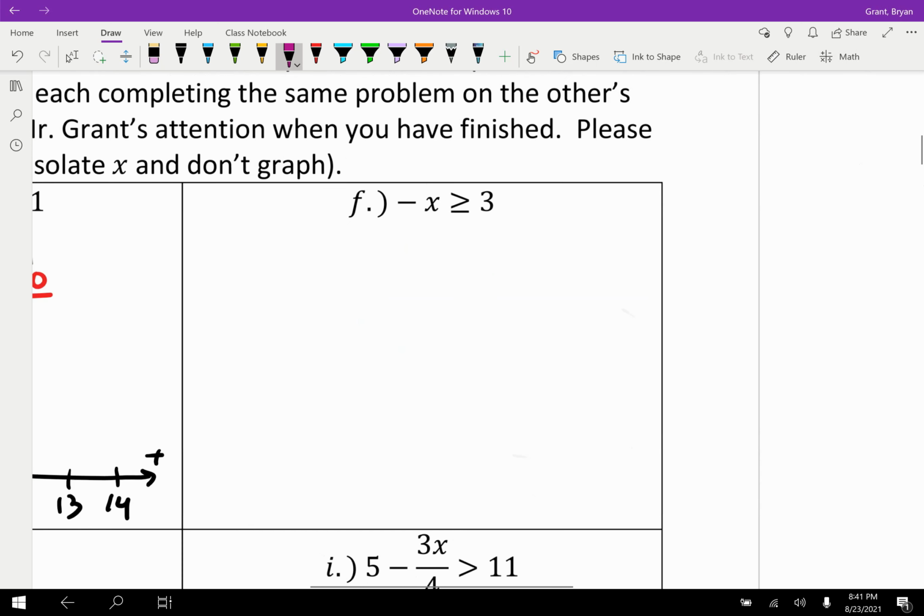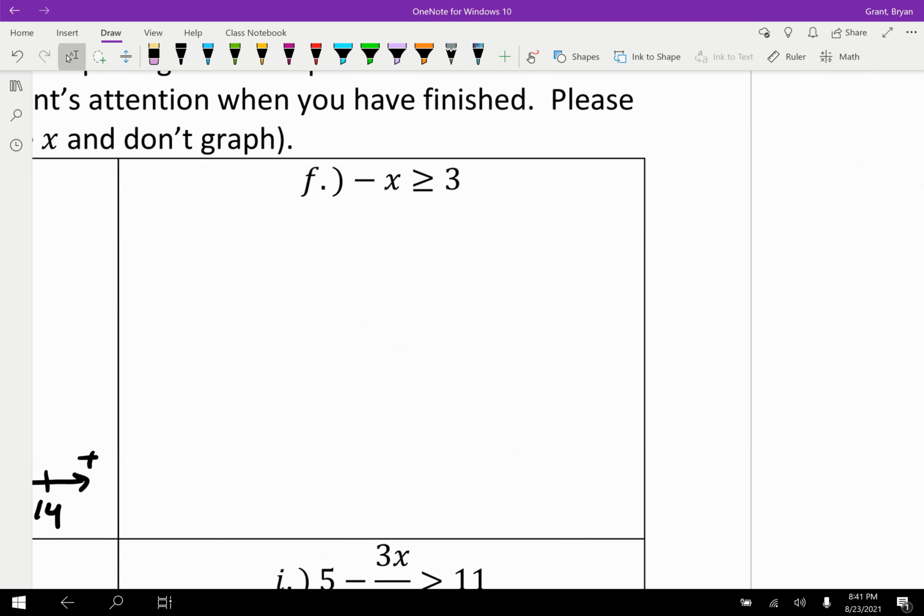Part F. Negative x is greater than or equal to 3. We've seen this before. There's that invisible 1 that's out front. So negative 1 times x is greater than or equal to 3. Let's divide both sides by negative 1. Positive divided by a negative is a negative. Flip the sign.